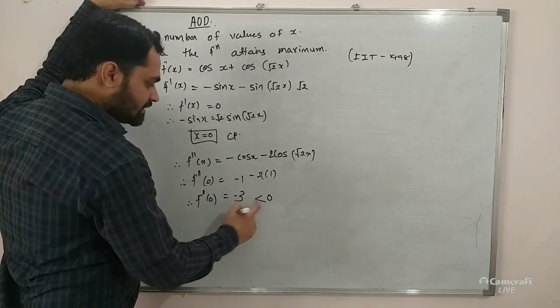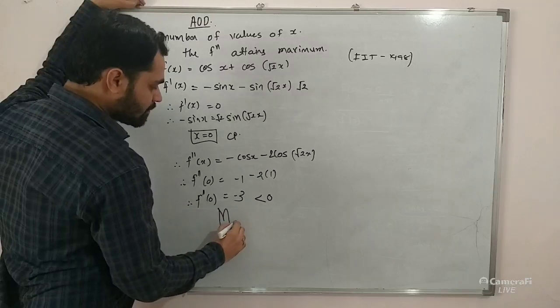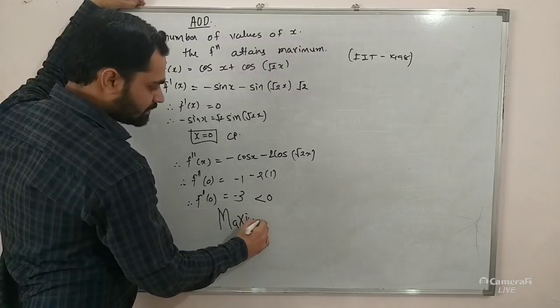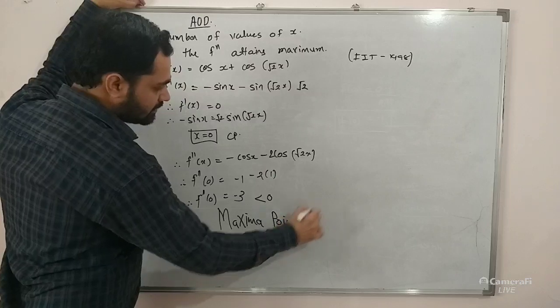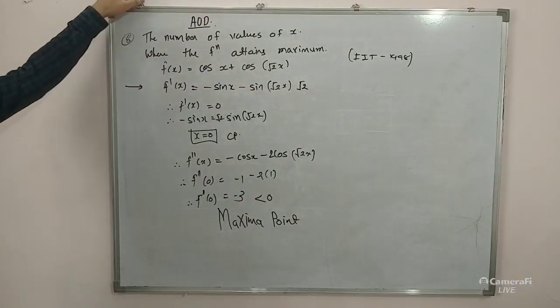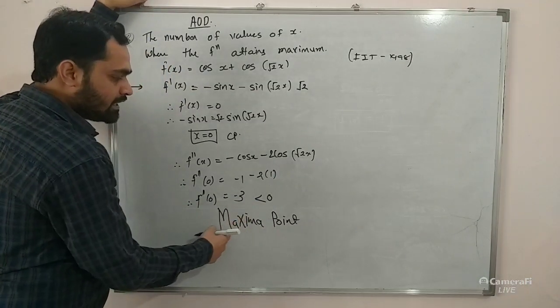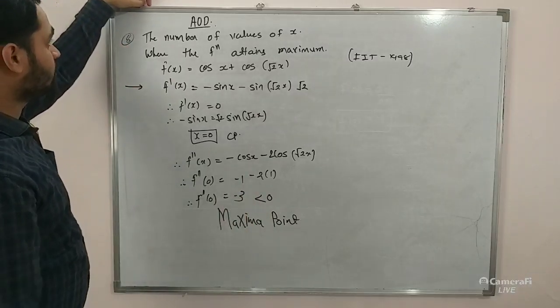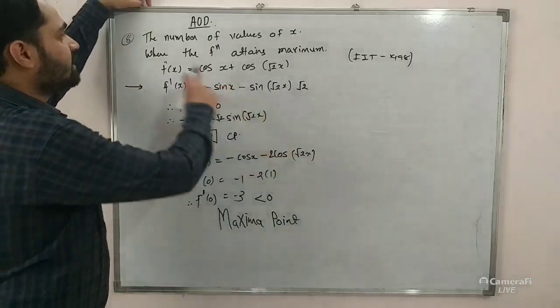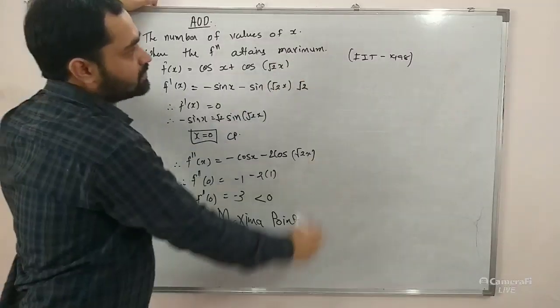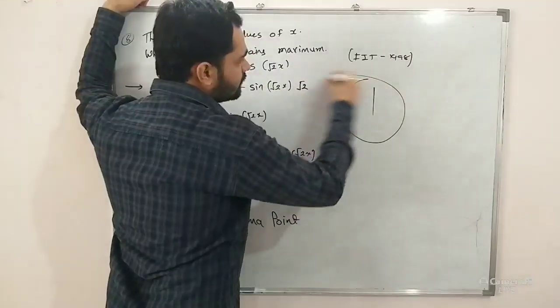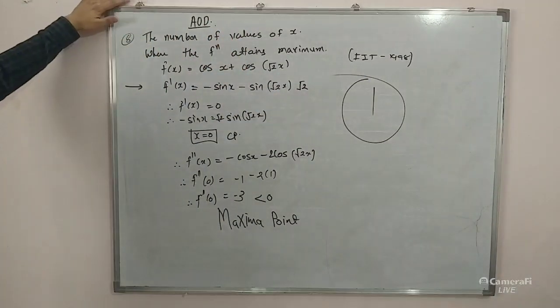If it is less than 0, then which point is it? Maxima point. If f double dash of 0 is less than 0, then the point is a maxima point. So how many points are there where the function attains its maximum? The number of points is 1. So the answer for our question is 1.